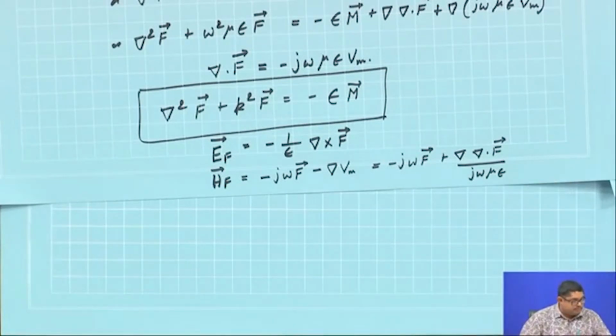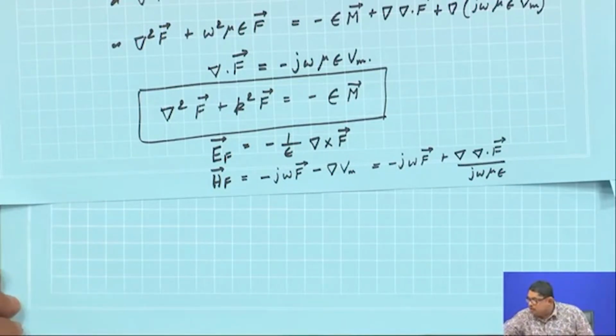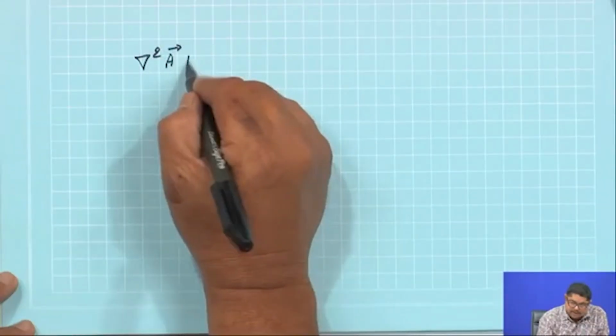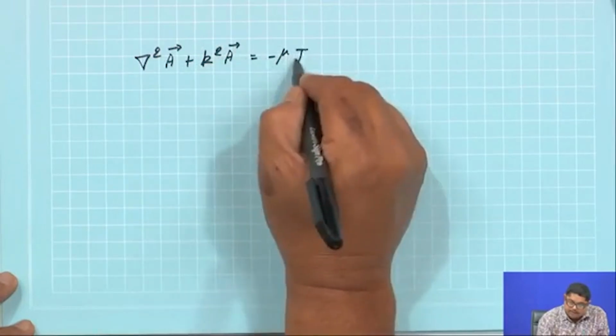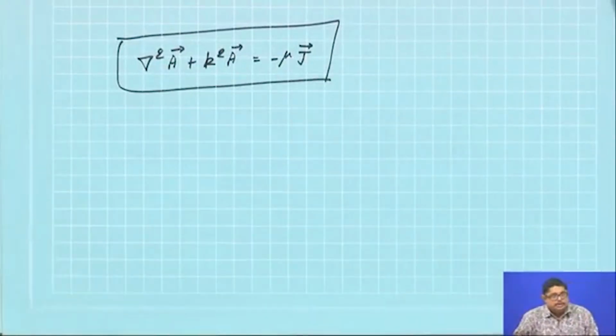Now, we recall that we have solved this equation for A, now for electric sources J. We have seen the inhomogeneous vector Helmholtz equation in terms of magnetic vector potential, that del square A plus k square A is equal to minus mu J. This was the inhomogeneous vector Helmholtz equation earlier.